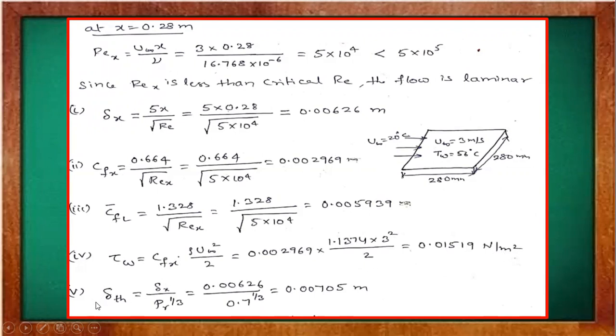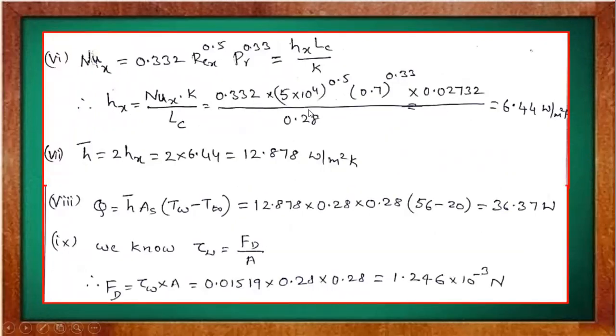Then next is the thermal boundary layer thickness. It is equal to delta x divided by Pr power 1 by 3. Delta x means this is delta hx, the hydrodynamic boundary layer, divided by Pr power 1/3. If you substitute, you will obtain this expression. That means the thickness of the boundary layer at the end of the plate is 0.007 meters. That means somewhere around 7 mm.